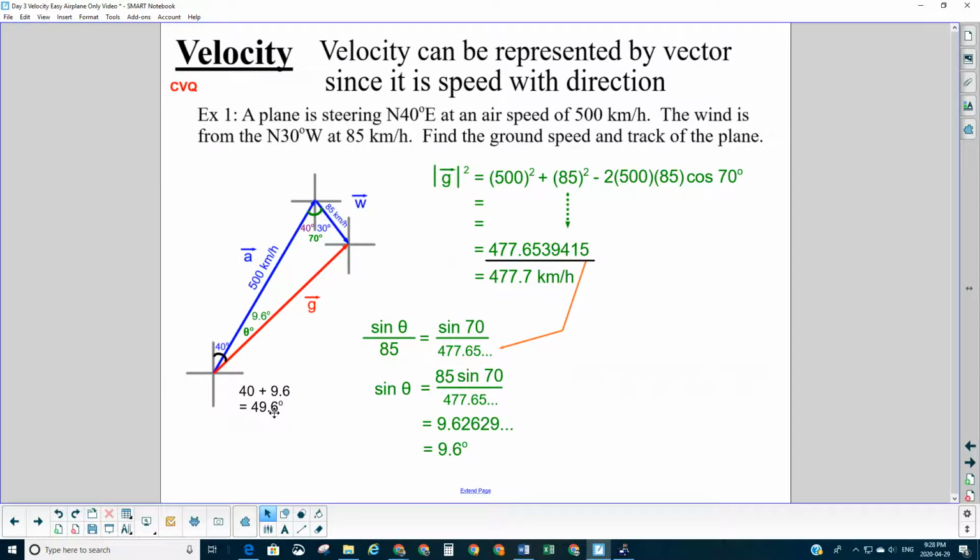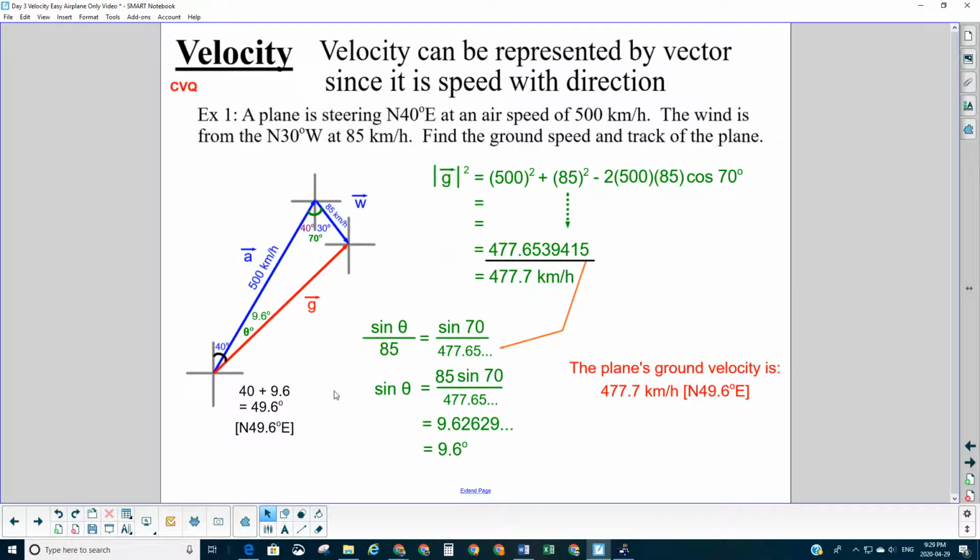So our direction then is north 49.6 degrees east. And we put all these together, and we then get the velocity, which is speed and direction, is 477.7 kilometers per hour, north 49.6 degrees east. Okay, so we've got a pretty good idea of how this works.